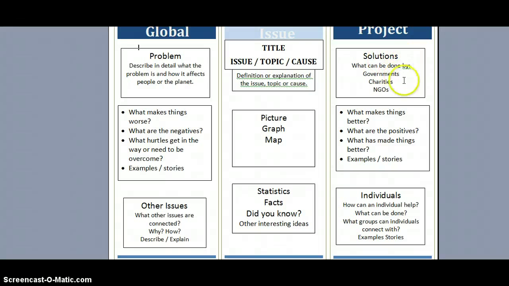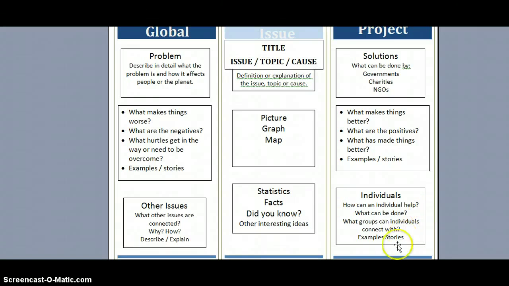What can be done by governments and charities and NGOs? What makes things better? What are the positives? What are making things better? Some examples of people overcoming the issue. And I think most importantly here, what can individuals do to help? Is it spreading information? Is it making more people aware? Is it donating? Is it helping out somehow? And that would happen right here.